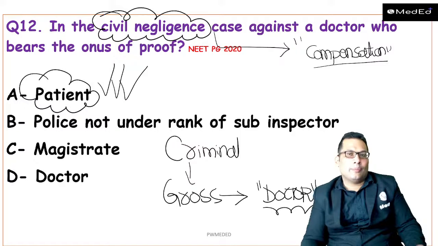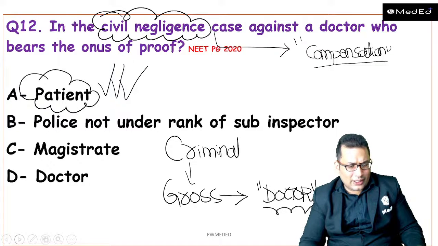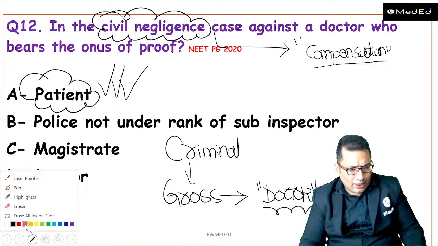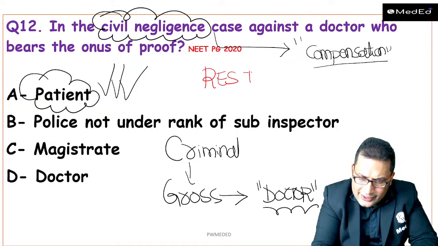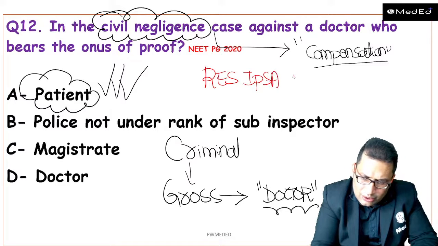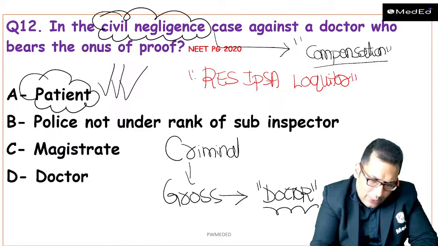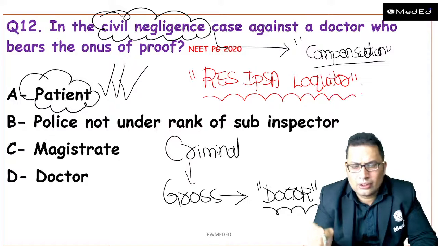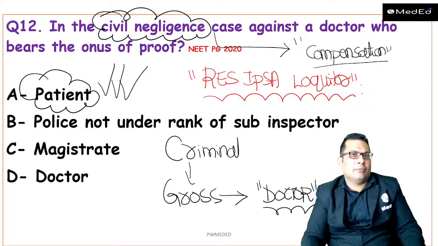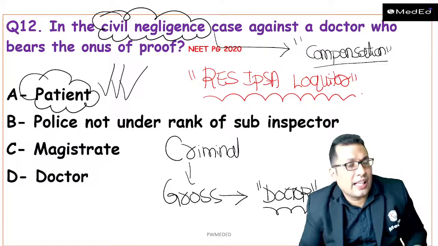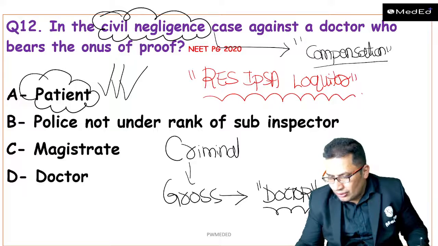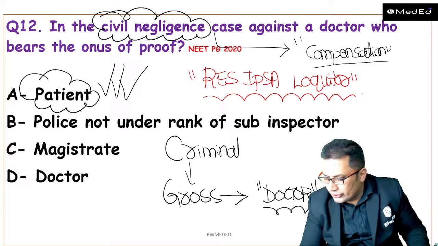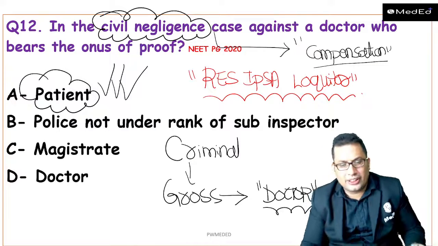One very commonly asked question in your FMGE exam: res ipsa loquitur. What is res ipsa loquitur? Res ipsa loquitur is the fact speaks for itself. Applicable for civil negligence as well as criminal negligence. Okay. So Anil Tanan, patient, yes, you are right.